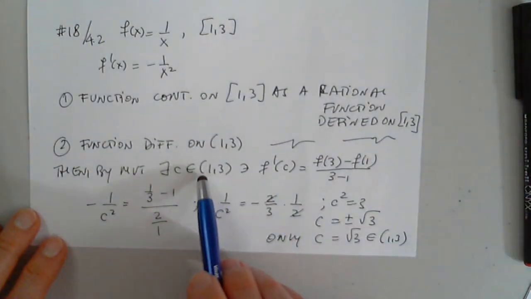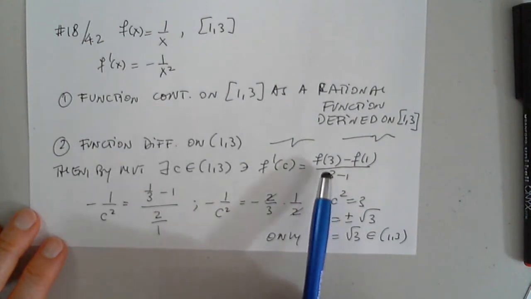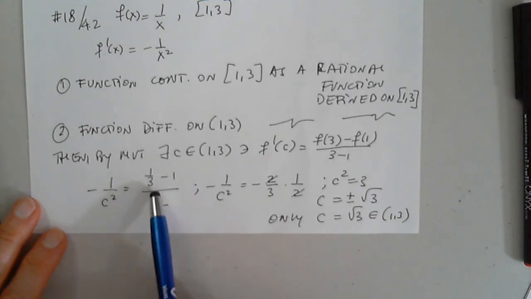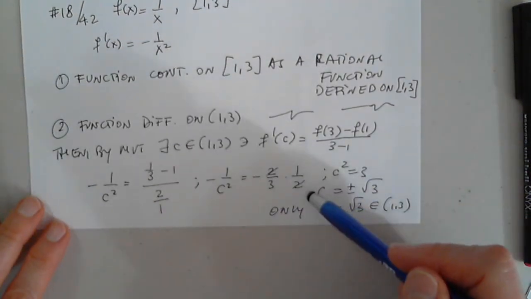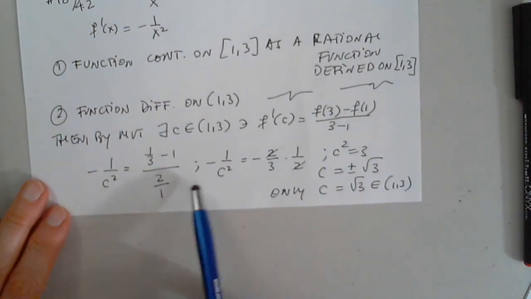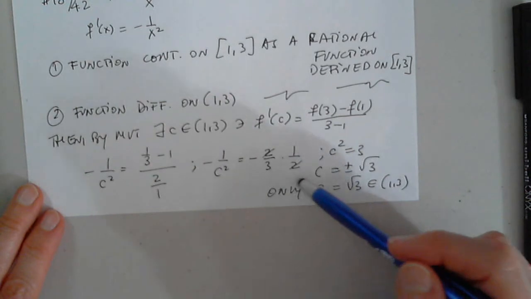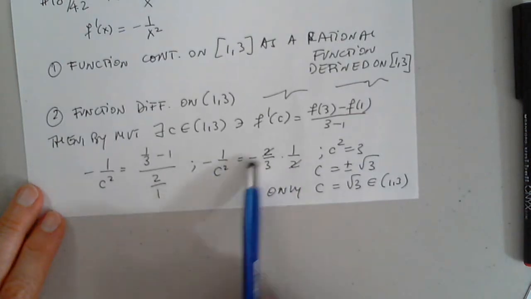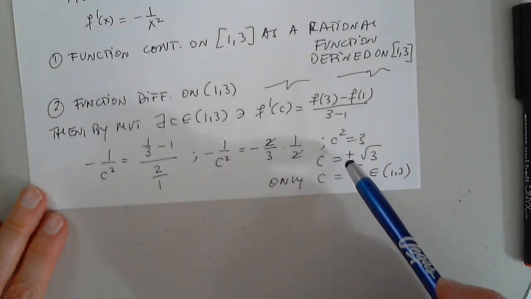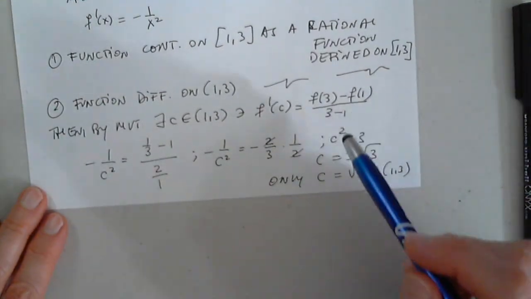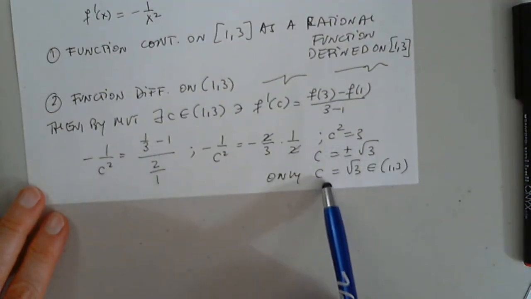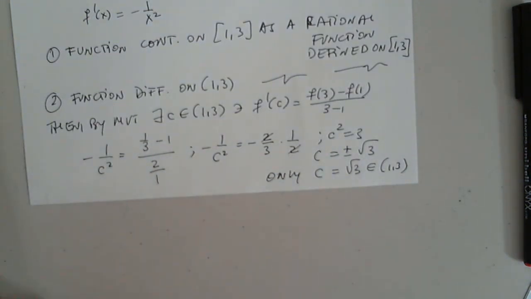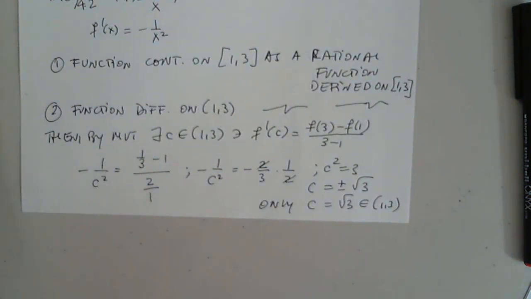f of 3 minus f of 1 over 3 minus 1. The denominator is 2, f of 3 is 1/3, f of 1 is 1. So the numerator is -2/3, the denominator will be flipped. So because we divide two fractions, -1 over c squared equals -1 over 3. So you square both sides or flip or use proportions. So then, I'm sorry, not square, take the square root from both sides and you get plus or minus the square root of 3. But only c equals the square root of 3 is in the interval 1, comma 3. So that is the number guaranteed by the mean value theorem for this function.